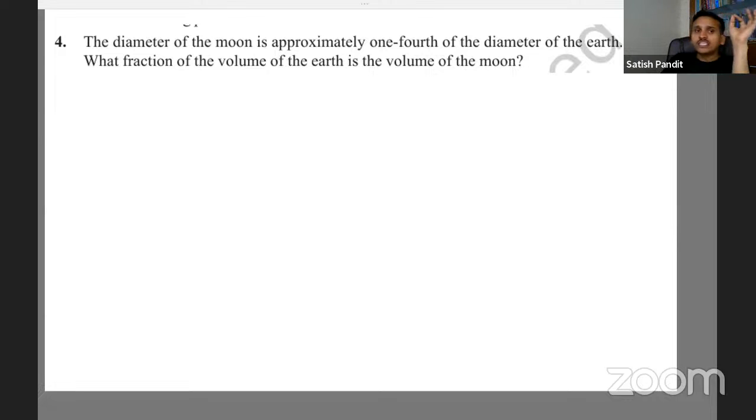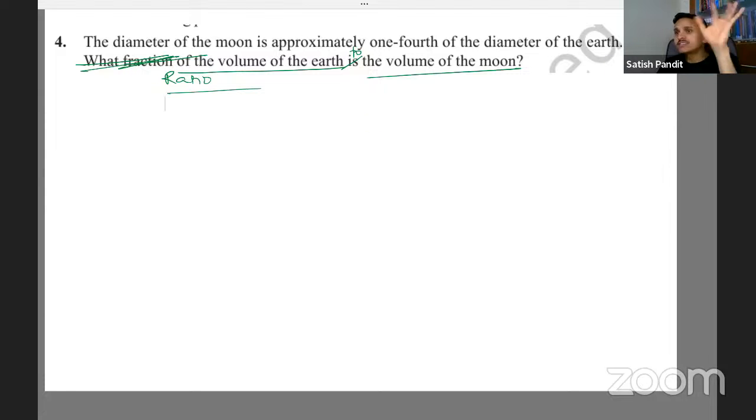All of you, just forget about the fraction. Just find the ratio of the volume of earth to that of the volume of moon. Forget about the fraction, I'll tell you about it. First find the ratio of the volume of earth to the volume of moon. You can do this because we have done a similar question in class itself. Do it.